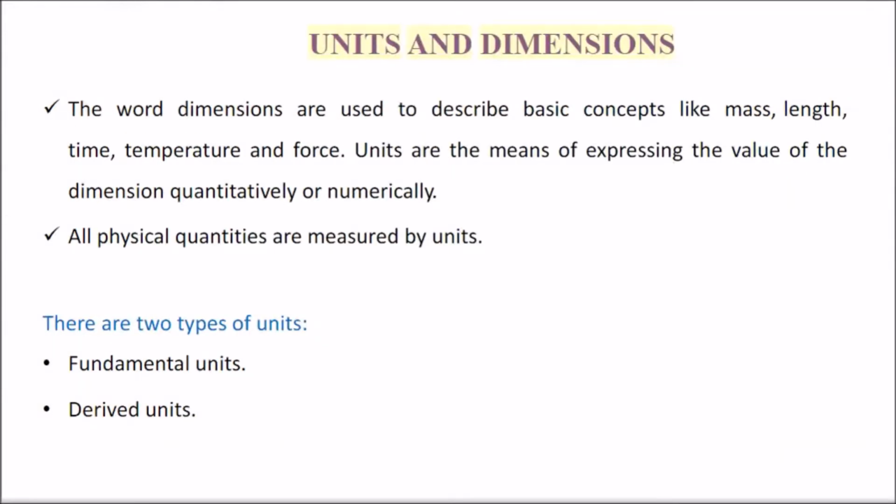Units and dimensions. The word dimensions is used to describe basic concepts like mass, length, time, temperature, and force. Units are the means of expressing the value of the dimension quantitatively or numerically. All physical quantities are measured by units. There are two types of units: fundamental units and derived units.